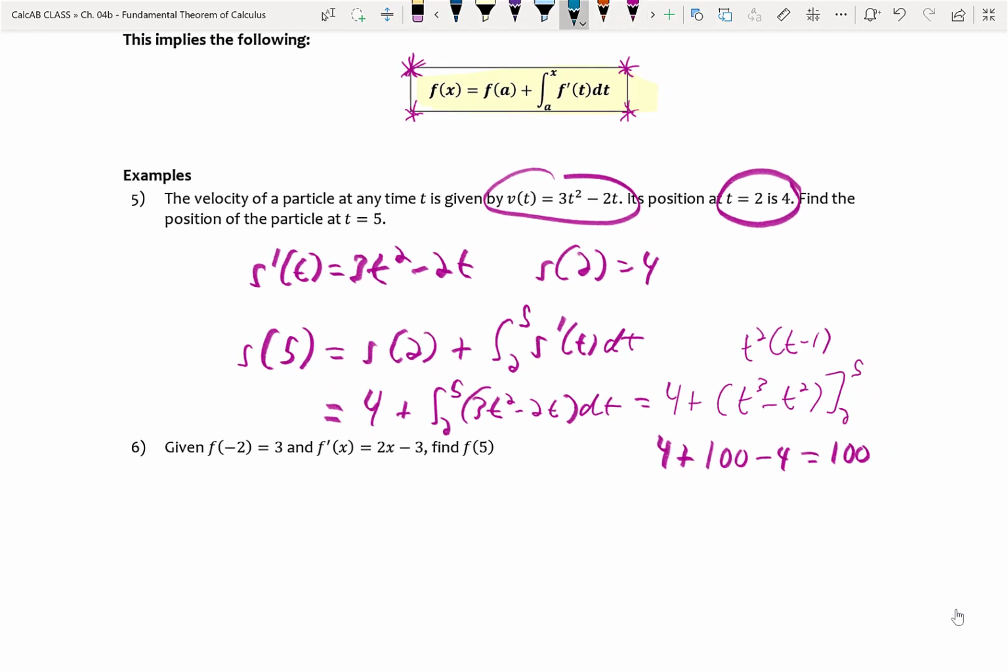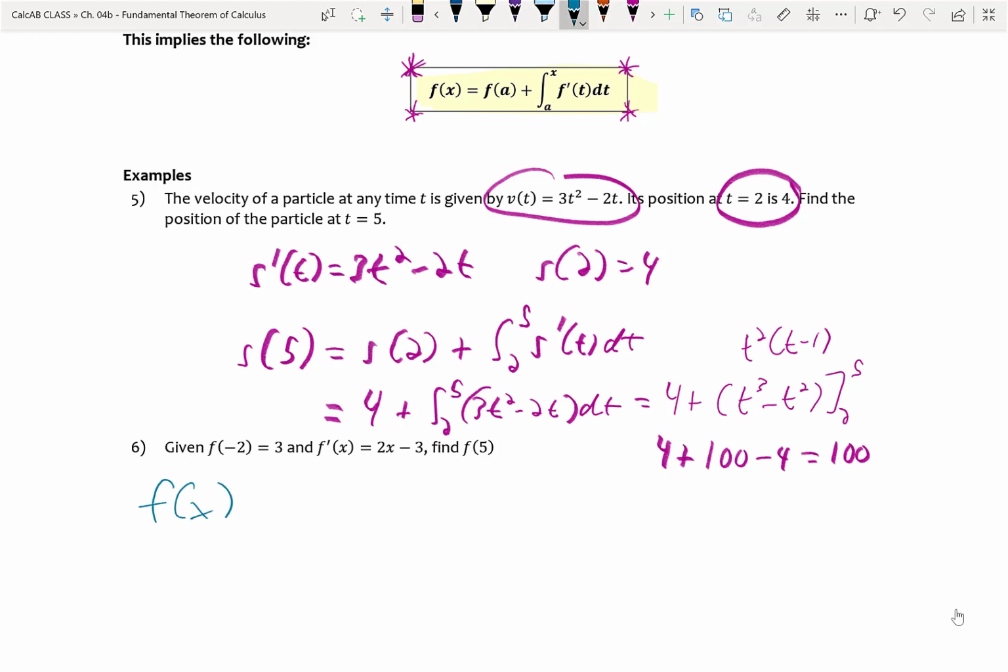Let's do another application of this, one that's a little bit more abstract. And it's abstract because it's not a velocity and it's not a particle. Not that a particle is not abstract. I mean, you can't really hold a particle. But it's literally asking to find f of 5. And it gives you f prime, and it gives you f of negative 2. Well, before we do that, I want to restate this most important formula in all of calculus relative to this.